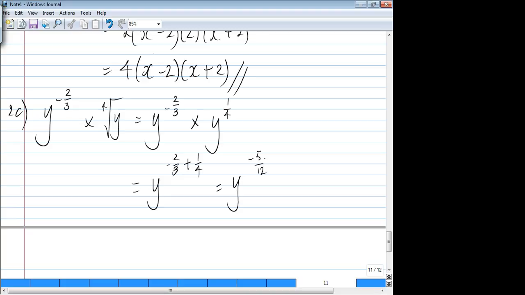But they want the answer in positive index. So this is the same as 1 over y to the power 5 over 12. Negative sign, right? So we need to do the flip. And where is the flip? We have y over 1. So if we flip it, it becomes 1 over y.